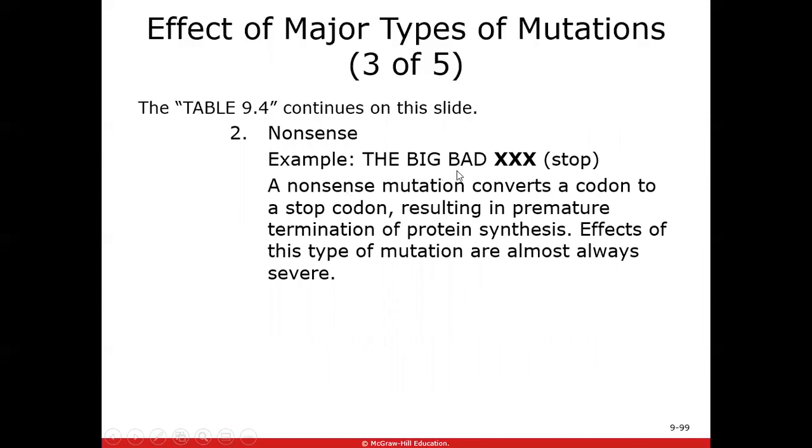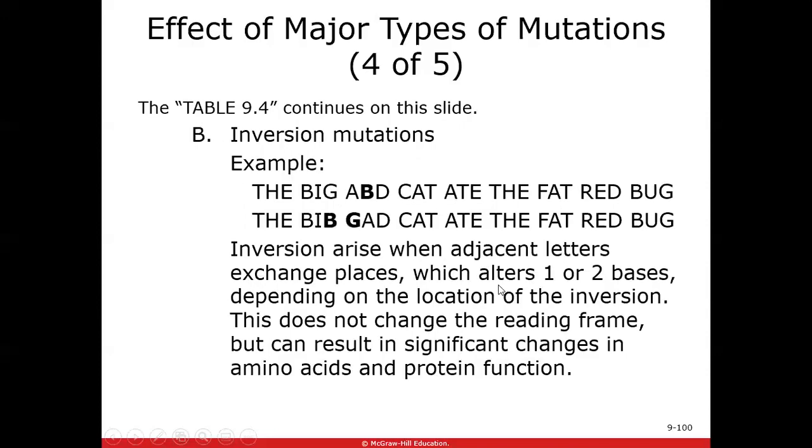Then a nonsense mutation converts a codon to a stop codon. So it's supposed to be the big bad fat cat, and so on. But if you mistakenly had a mutation that made a stop codon, it results in premature termination of protein synthesis. So this protein that's been synthesized stops prematurely. The effects of this type of mutation are almost always severe.